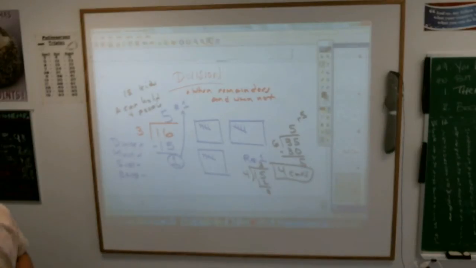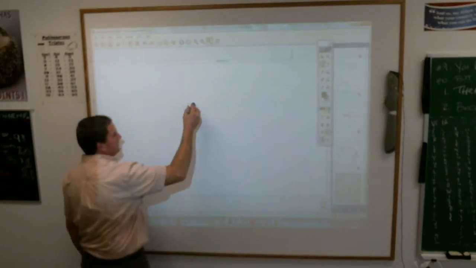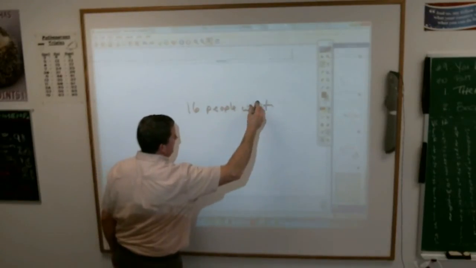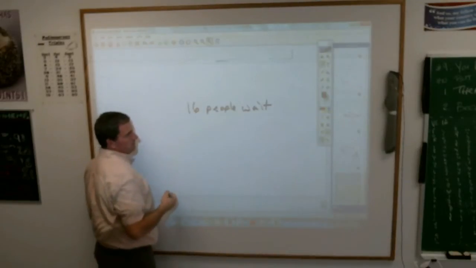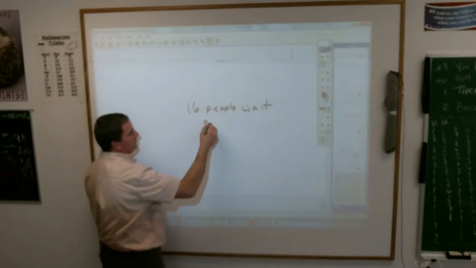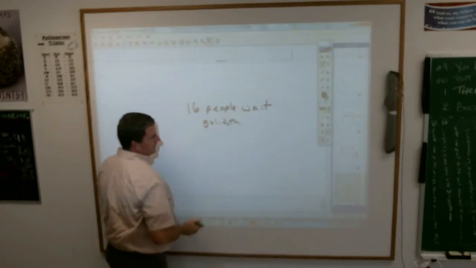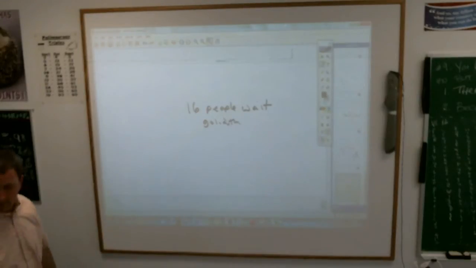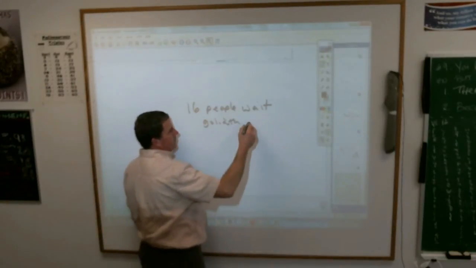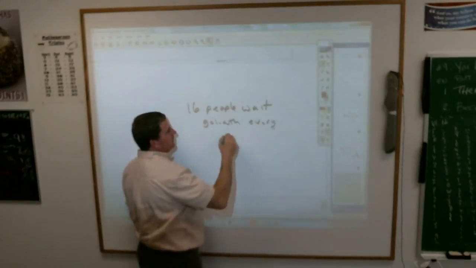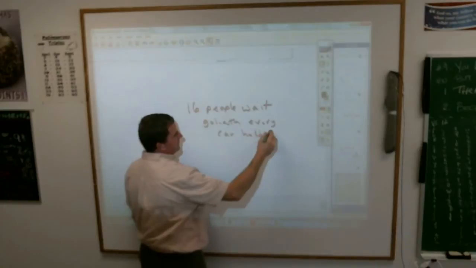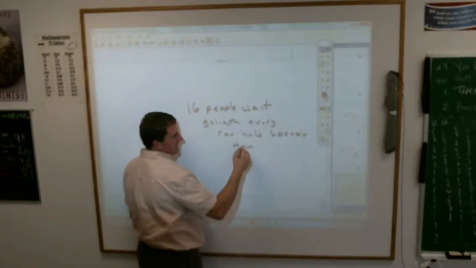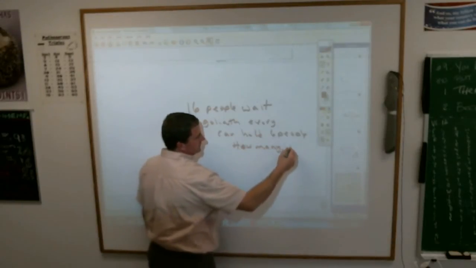At an amusement park, 16 people are waiting in a line. 16 people are waiting. What's a big ride at Six Flags? Goliath. Okay, 16 people are waiting for Goliath. And each car of Goliath, every car holds 6 people. How many cars are you going to need? How many cars?